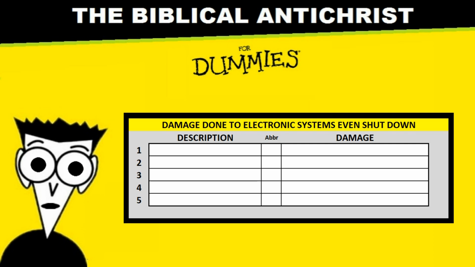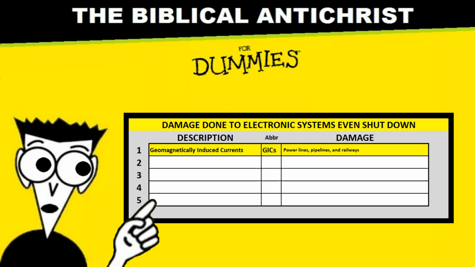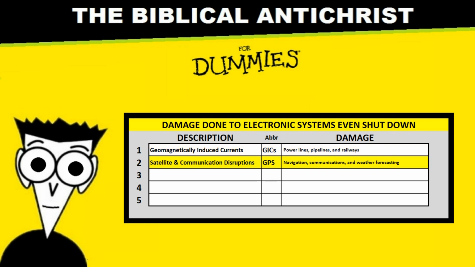Some of the potential negative effects that could still occur, even with electronics powered down, include geomagnetically induced currents, also known as GICs. GICs can be induced in long conductive structures, such as power lines, pipelines, and railways, due to the changing magnetic fields during a geomagnetic storm. These GICs can cause damage to transformers and electrical components even when the main electrical systems are shut down.